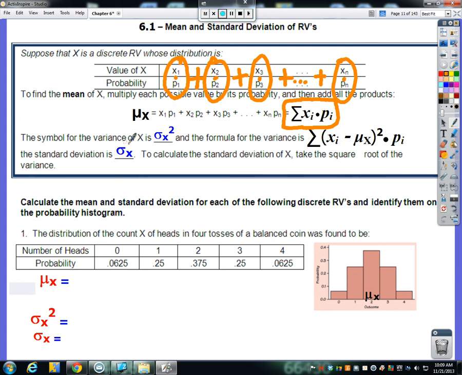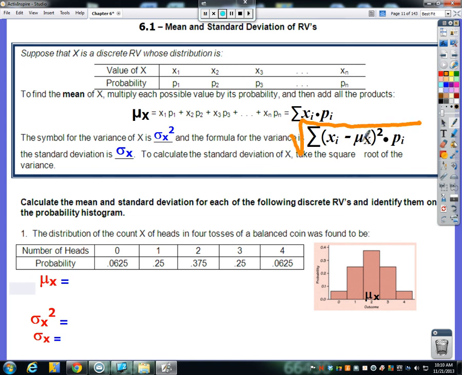The symbol for our variance is sigma squared, and we have sigma sub x because we're specifying what we want to take the variance of. So sigma sub x squared. And this is the formula, which we're not really going to have to use, but we will have to pretend like we're using it in the long run. So therefore, our standard deviation is just sigma sub x. To calculate the standard deviation, we're just going to take the square root of our variance. If we take the square root of the variance, the square root and the square knock each other out, and there's our sigma sub x all over again.